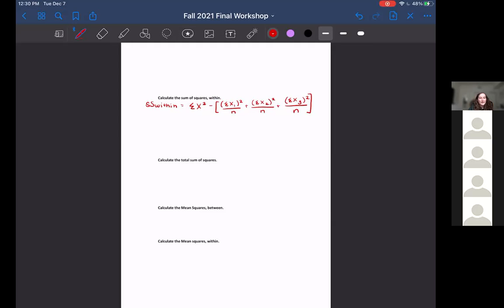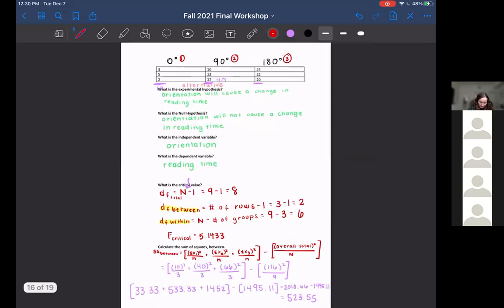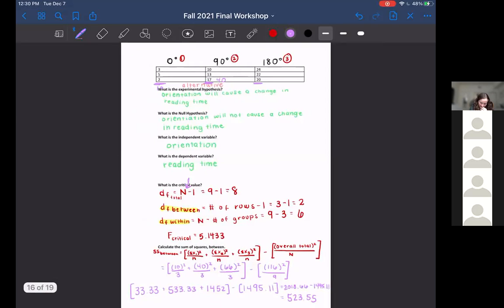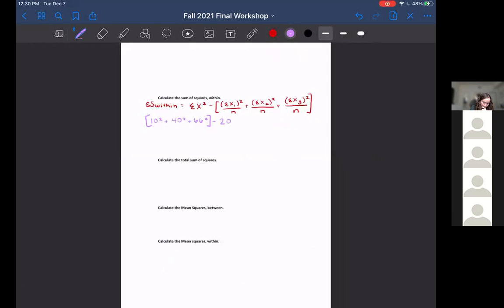So the sum of x squared. That means we want to do 10 squared plus 40 squared plus 66 squared. So 10 squared plus 40 squared plus 66 squared minus, and then that number we already solved for, so just for simplicity, I'm just going to write that number again, which was 2018.66.